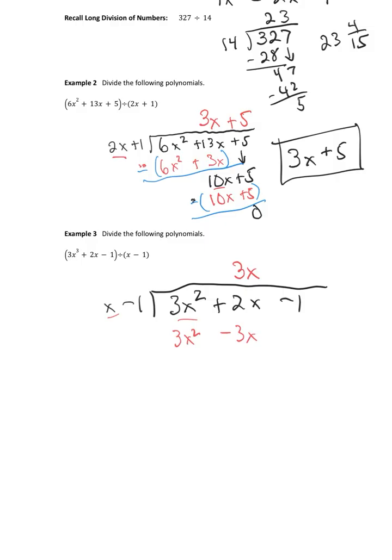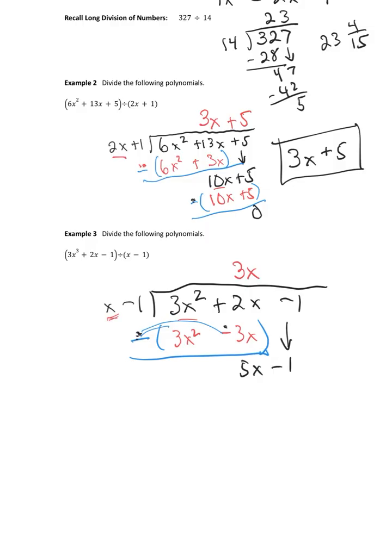And remember this important step, it's minus parentheses. You have to have that parentheses, so that way you remember to distribute the negative through. So 3x squared minus 3x squared is 0. And watch this one. This would be 2x minus negative. So the minus the negative would be a plus. So that gives you 5x. Bring down the minus 1.